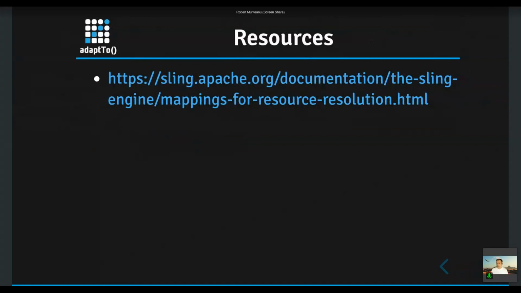And that basically wraps up my presentation. The first and best recommendation I can point you to is the Sling page about mappings for resource resolution. It's a reference page. It's quite comprehensive, and you probably get answers to most of your questions from there. If not, feel free to ask on the Sling users mailing list. We'll do our best to get an answer to you.